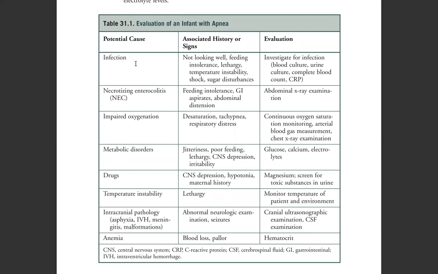I is infection. When you suspect infection, if the baby is not looking well, with feed intolerance, lethargy, temperature instability, shock, and sugar disturbances, you have to investigate for infection. You should send blood culture, urine culture, CBC, CRP, and start antibiotics. A for anemia: if there is blood loss or pallor, you should do hematocrit, and if within the cutoff, you have to transfuse.